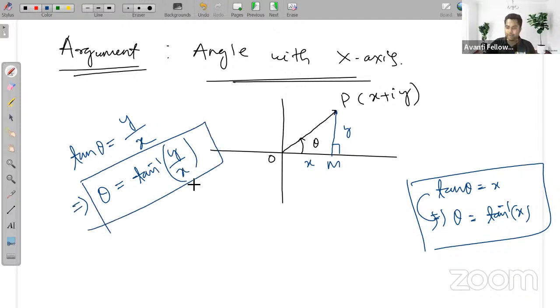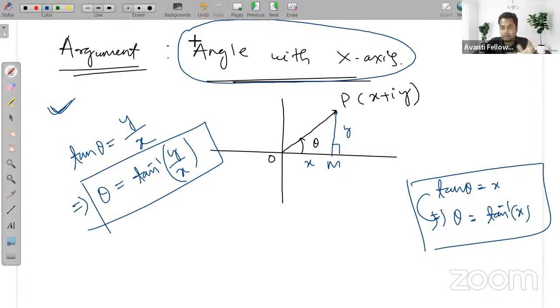But in future classes also we'll study more about arguments. We'll find the argument in each quadrant. This is a general formula, but it will not work in all the cases, so we need to manipulate some things. Just remember, argument is the angle made by the complex number with the positive x-axis. Is that clear to everyone?